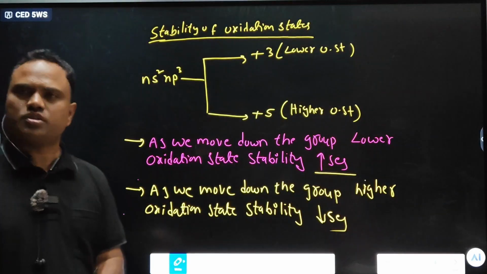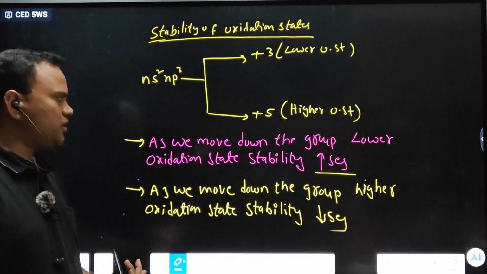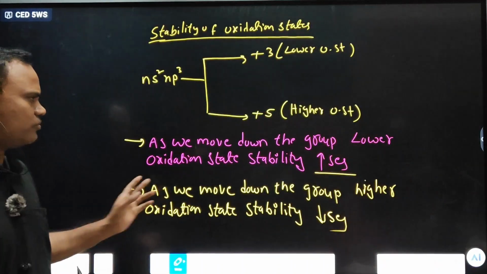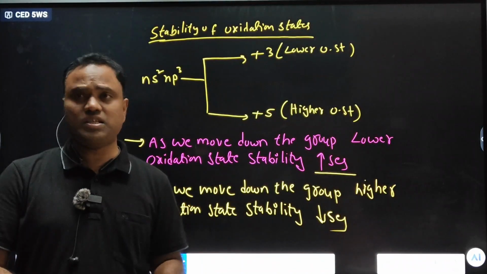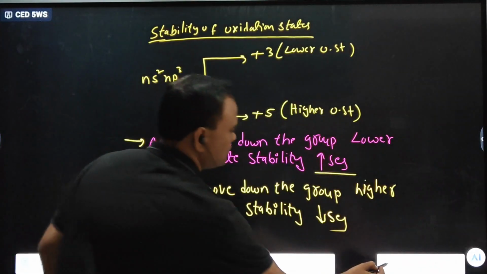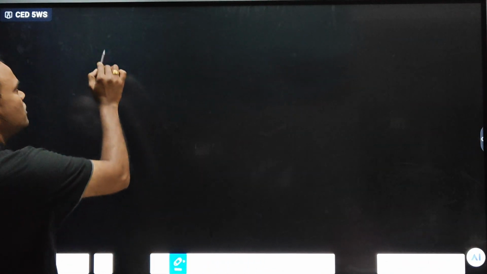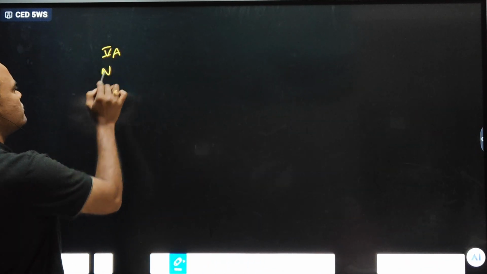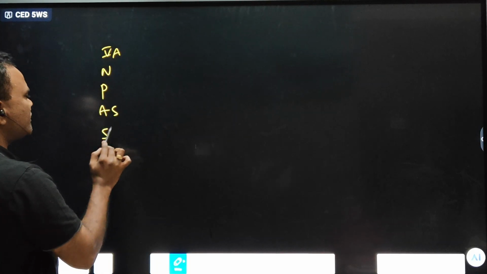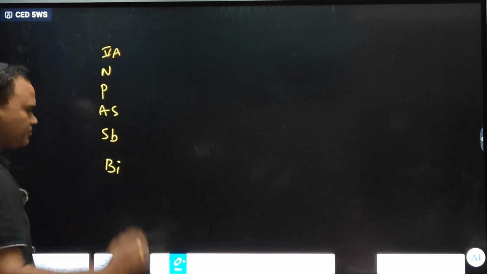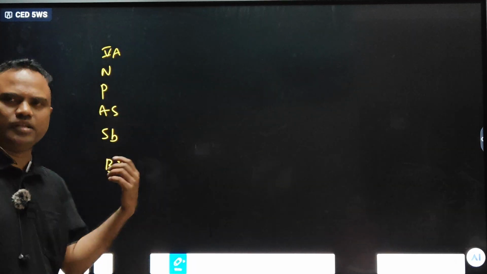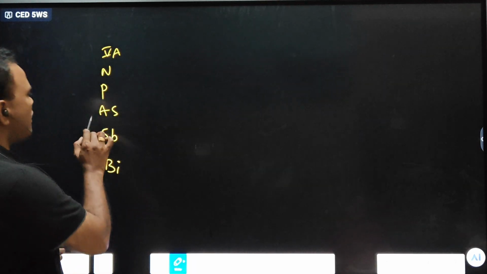Most important and frequently asked area in the weekend exams and final NEET also. First statement: as we move down the group, lower oxidation state stability increases. I am taking the last 3 elements. What are the group 5A elements? Nitrogen, phosphorus, arsenic, antimony and bismuth. If I read it 10 times, automatically you will get this order. Take the last 3 elements.